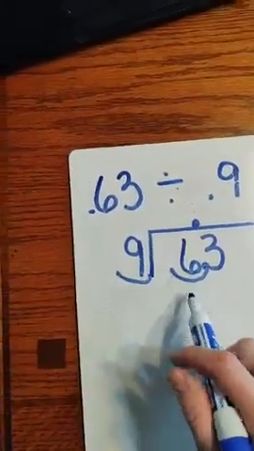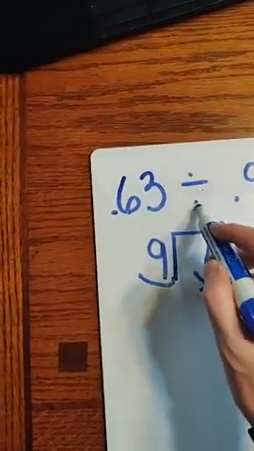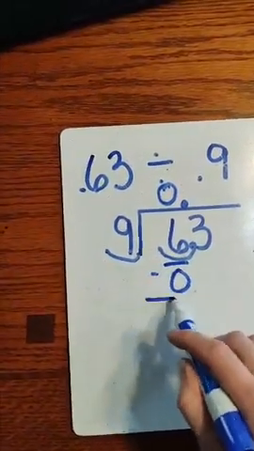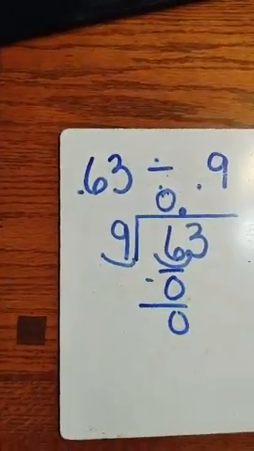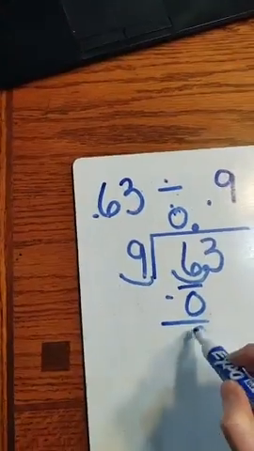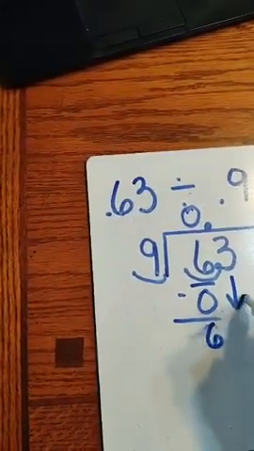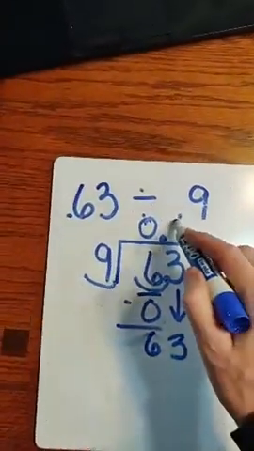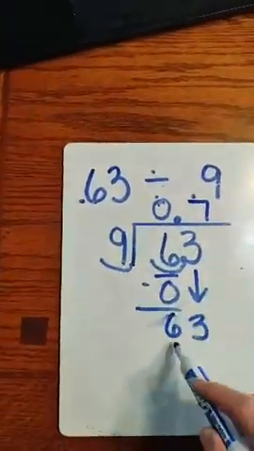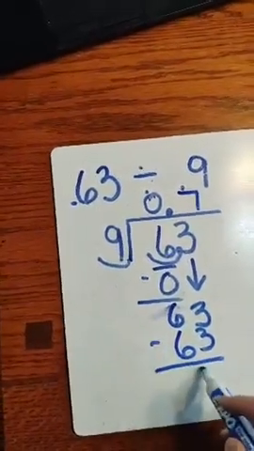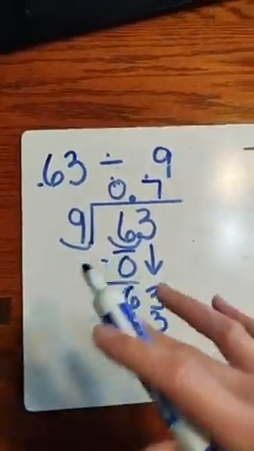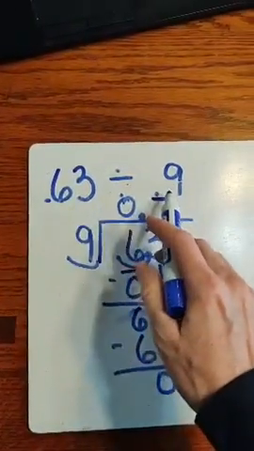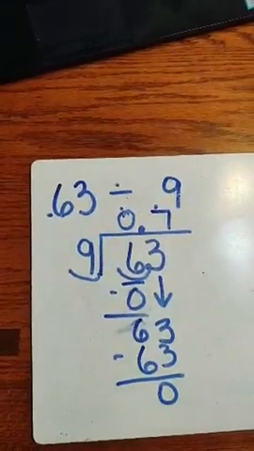Will 9 go into 6? No, it won't, so I need that 0 up there. 9 times 0 is 0. I subtract. Oops, that's not how we'd subtract that. I get 6. Bring my next number down. Does 9 go into 63? Yes, 7 times. 9 times 7 is 63. No remainder, so I am done. I don't need to do anything else. So 63 hundredths divided by 9/10 is 7/10.